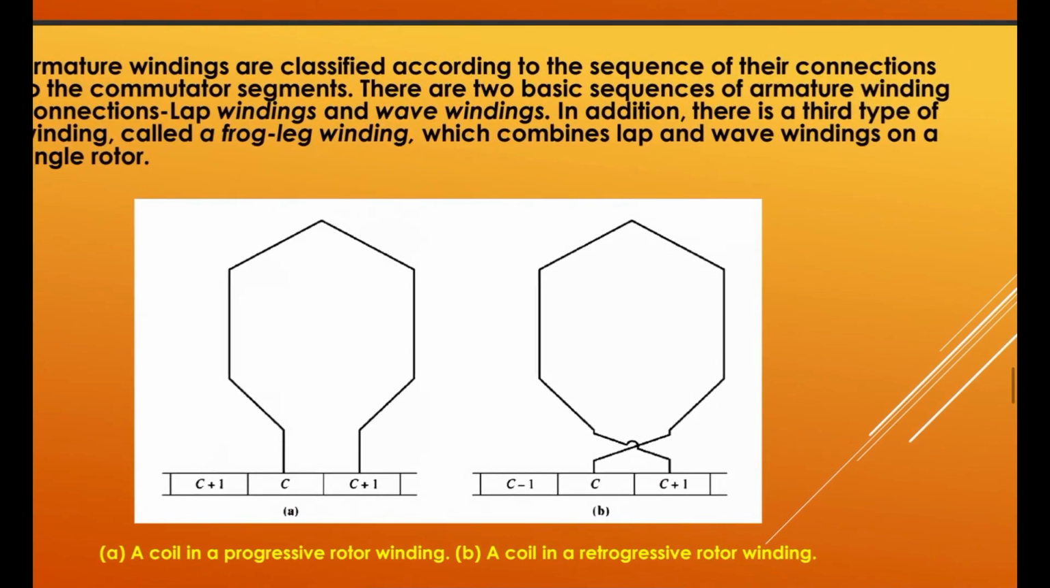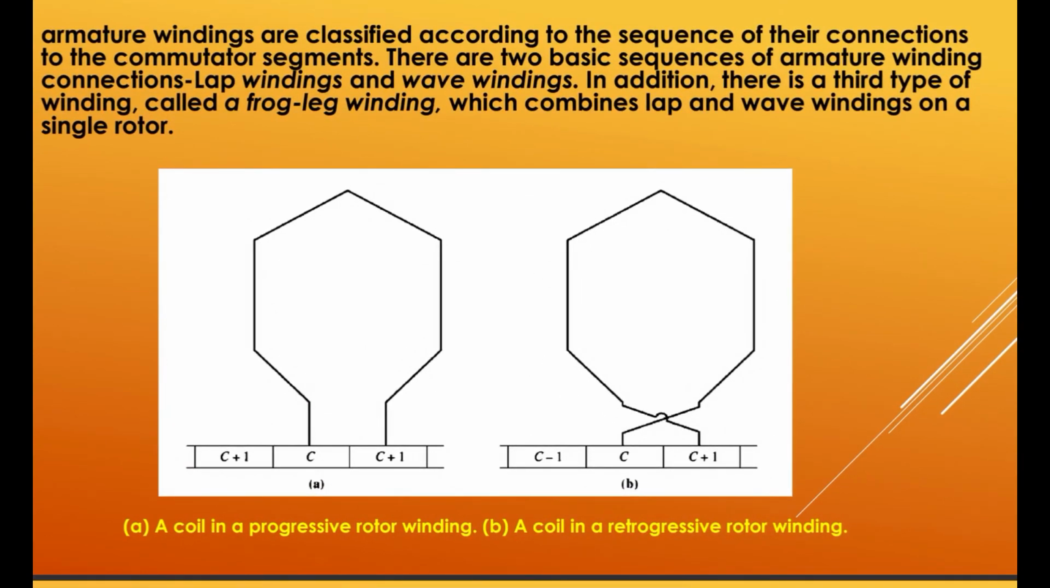This is the figure we have here. Armature windings are classified according to the sequence of their connections to the commutator segments. There are two basic sequences of armature winding connections: lap windings and wave windings. In addition, there is a third type of winding called a frog-leg winding, which combines lap and wave windings on a single rotor.